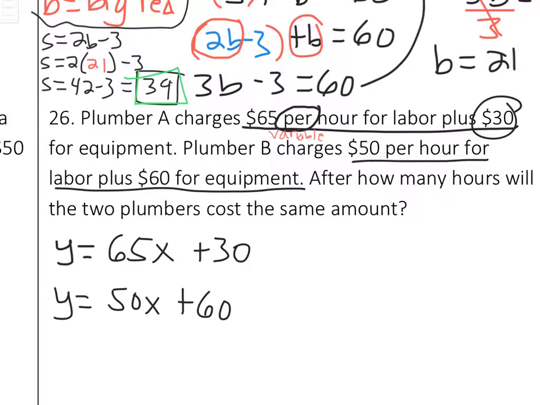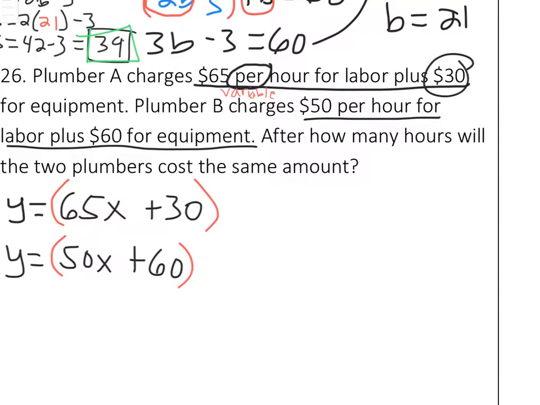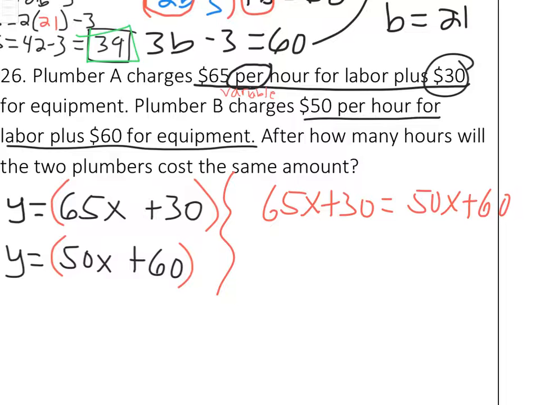Okay, then it says, after how many hours will the two plumbers cost the same amount? Okay, so this is all you have to do, is take the first equation and set it equal to the second equation. Okay, so off to the right here, we're going to have 65x plus 30 is equal to 50x plus 60. Okay, and then you just want to solve for the x. So the first step here is to get the x's on the same side. So I'm going to subtract 50x here, subtract 50x to the other side.